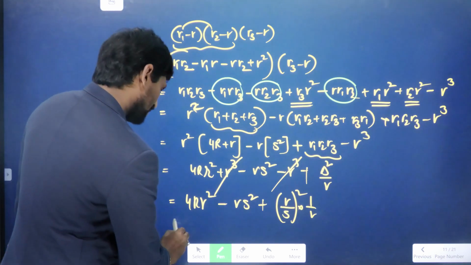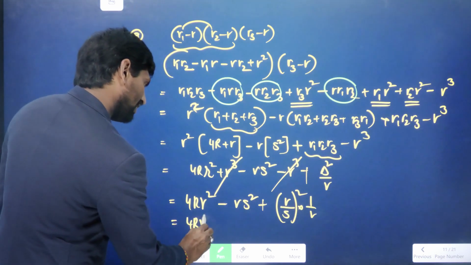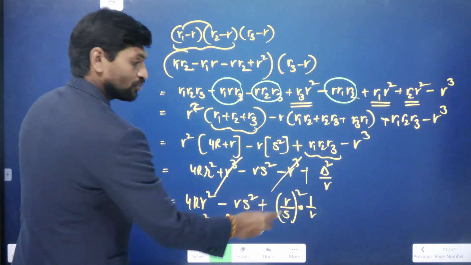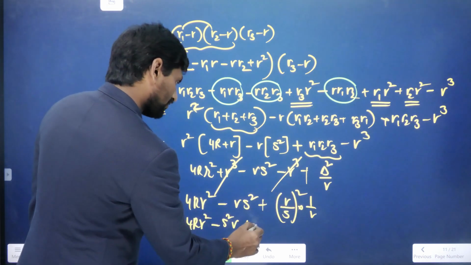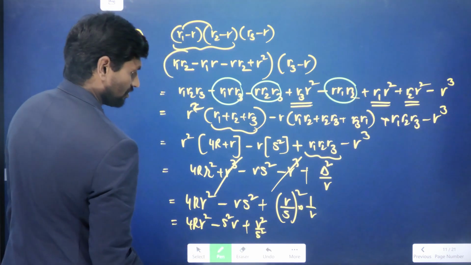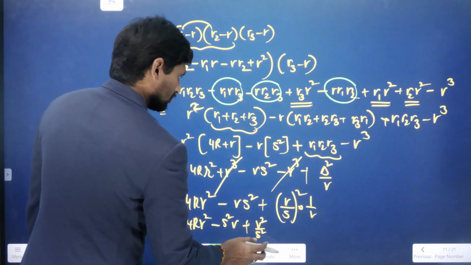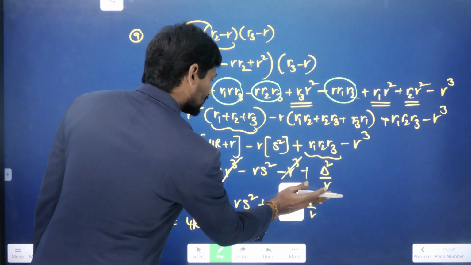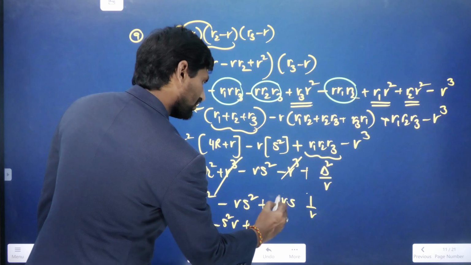So last step, that is equal to 4R r square minus S square r, and squaring on both sides here, r square S square. Okay, sorry, delta is equal to r into S. Delta square is nothing but r into S whole square.